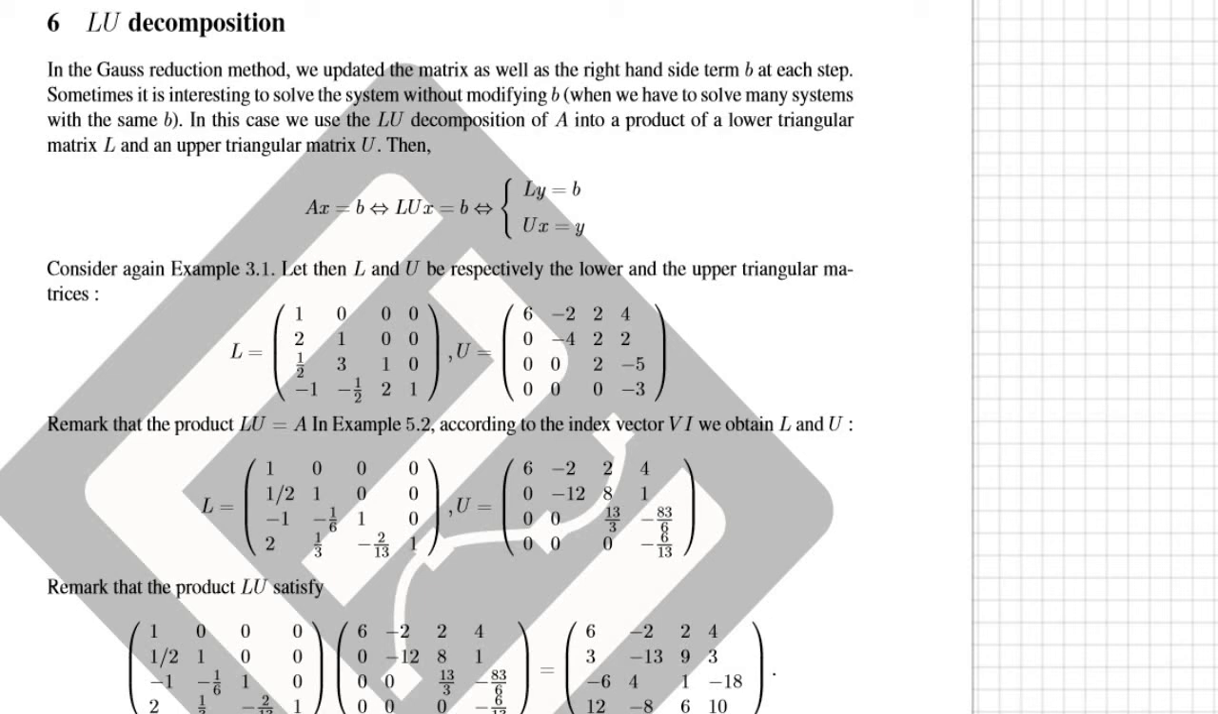Hi, in the Gauss reduction method, I told you to put the coefficients we are using for the reduction instead of the zeros in the lower part of the matrix. In fact, I told you that I will be using these coefficients later, and now it's the time to use them.